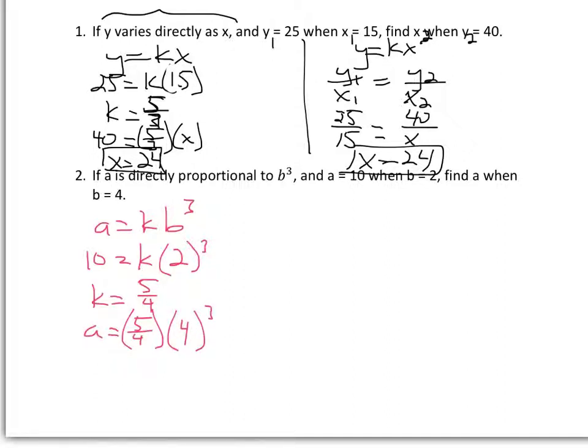Okay, 4 cubed is 64. 64 divided by 4. Oh, basically this can cancel out with one of those. So we basically have 16 times 5, which is 80. Okay, now that works perfectly fine.